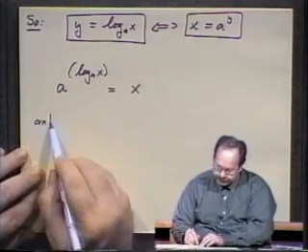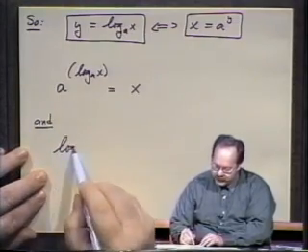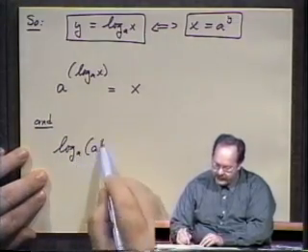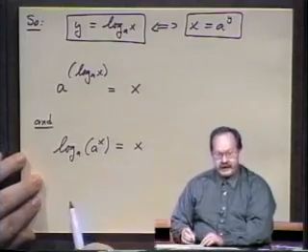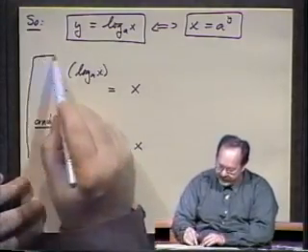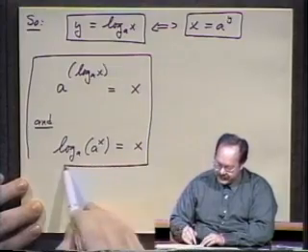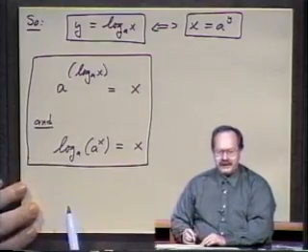But when you apply these two functions in order, you get x. And if you do it the other way, if you do log base a of a to the x, you also get x. Now I had boxed this in on the page with inverses as the key point.